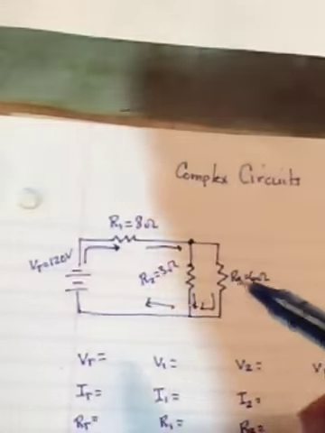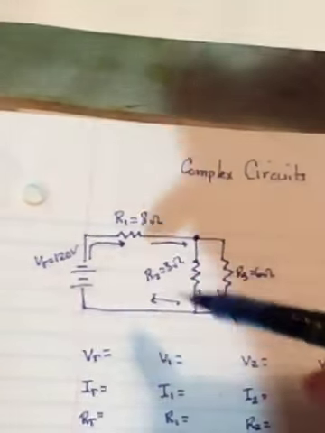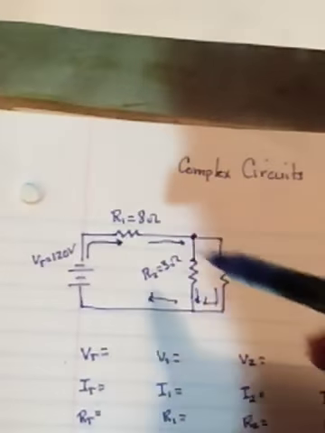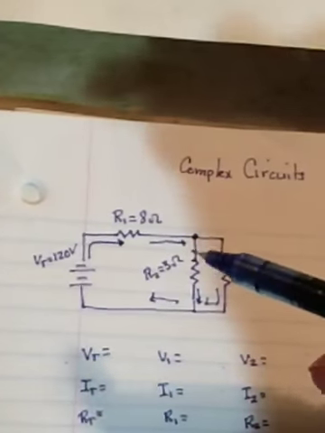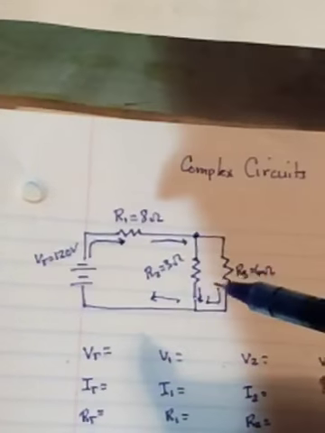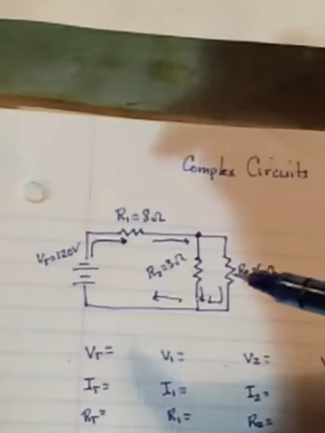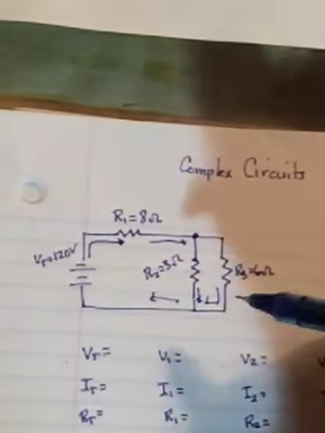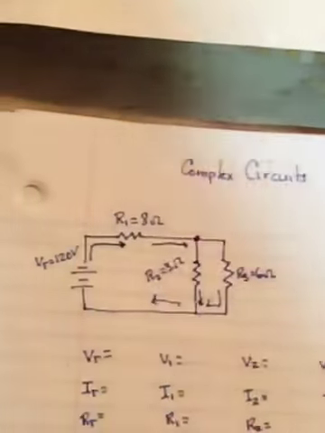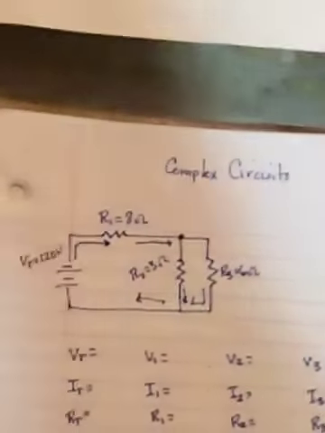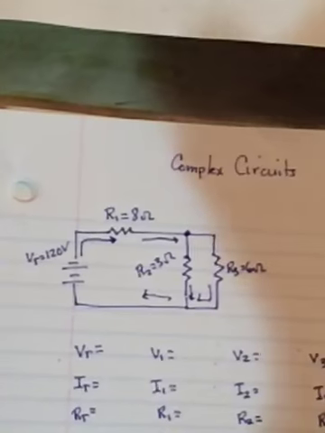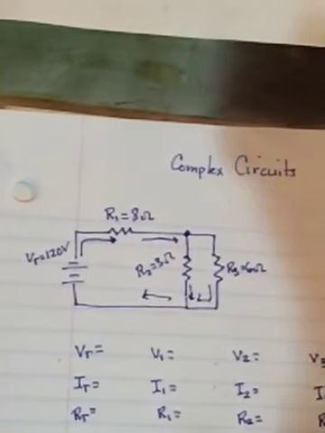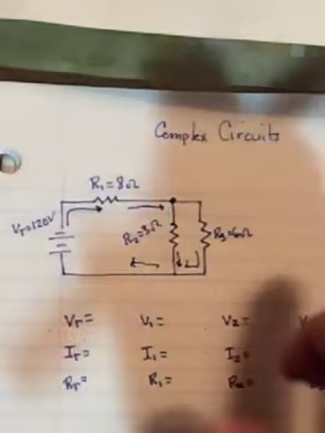Now the bad news is our equations don't work for a complex circuit. Instead, we have to simplify it and make it either a pure series or a pure parallel. So how do we do that? Well, we look at the circuit and we ask, what resistors can we take out here and replace with a single resistor that would make this either a complete series or a complete parallel?